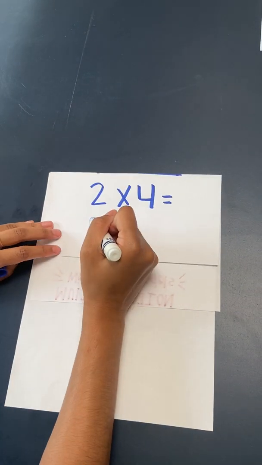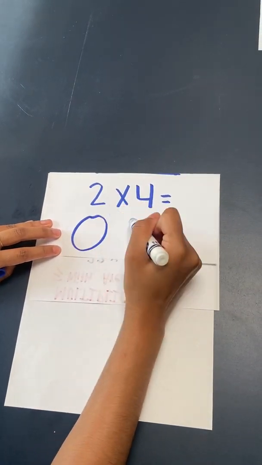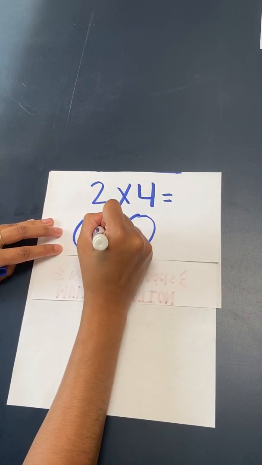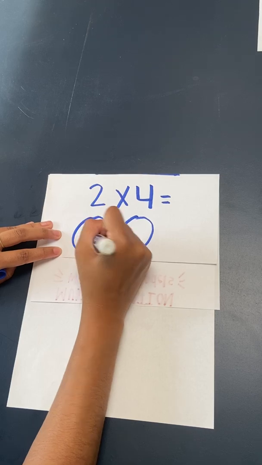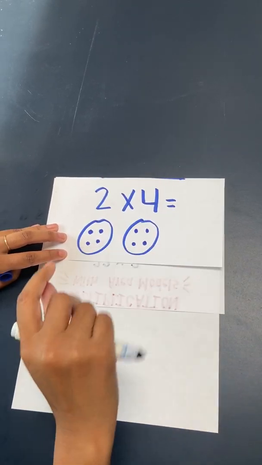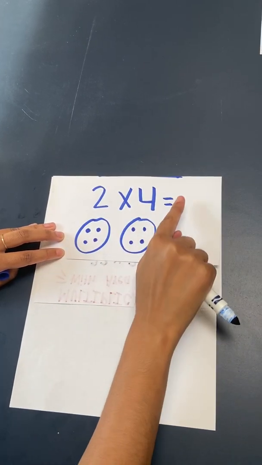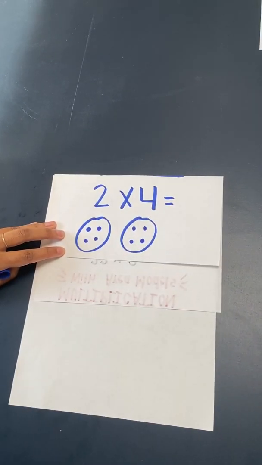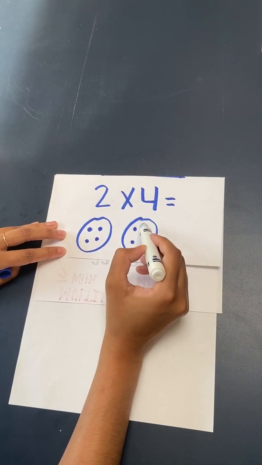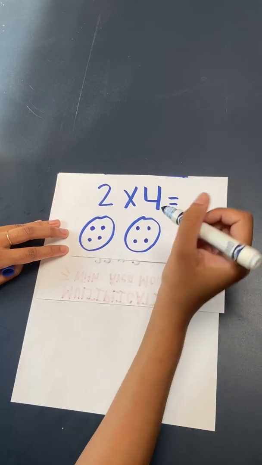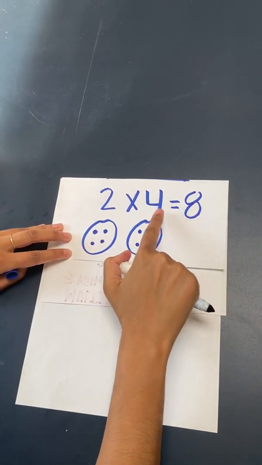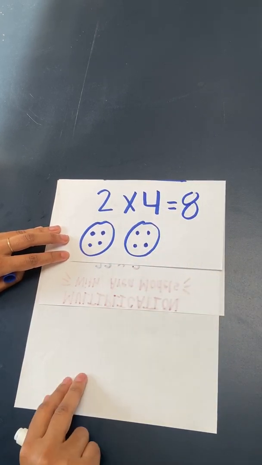So to solve this, I could draw 2 groups or circles, and then I would put 4 dots in each. 1, 2, 3, 4. 1, 2, 3, 4. And then I would count them all together to get my total number here for multiplication. 1, 2, 3, 4, 5, 6, 7, 8. So 2 groups of 4, or 2 times 4, equals 8.